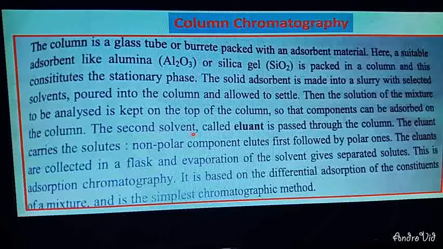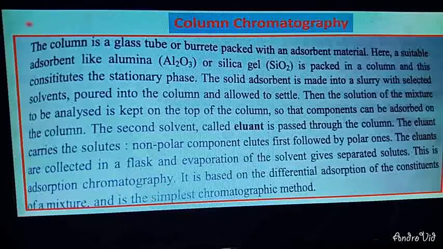Now the second solvent, which is called eluent, is passed through the column. This eluent is basically called mobile phase, the solvent. This one is called mobile phase, which will pass through the column. The eluent carries the solute. Non-polar component elutes first, followed by the polar ones. The eluents are collected in a flask and evaporation of the solvent gives separated solute. So by this way you will be able to find out the solute or your sample.